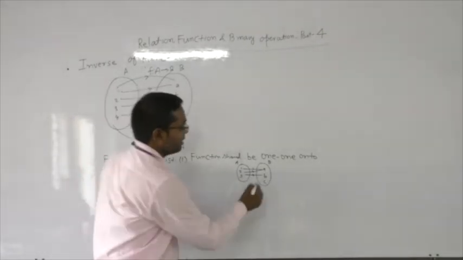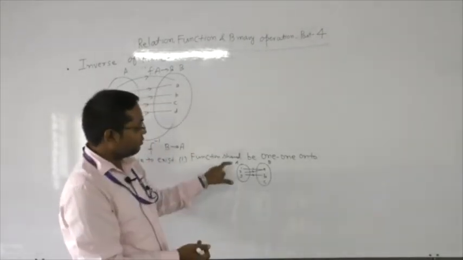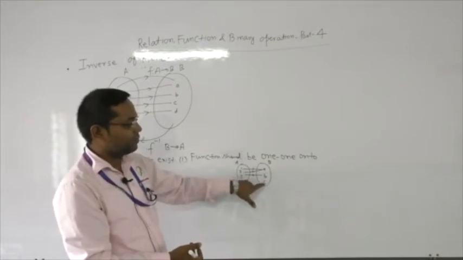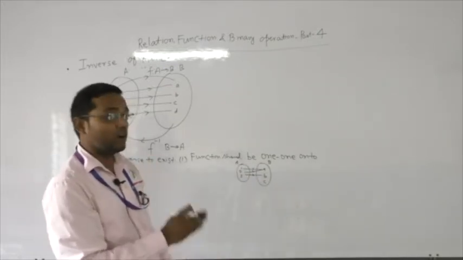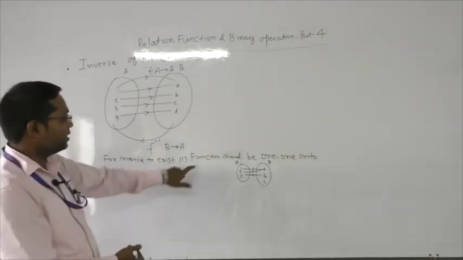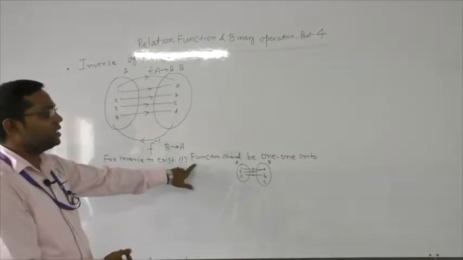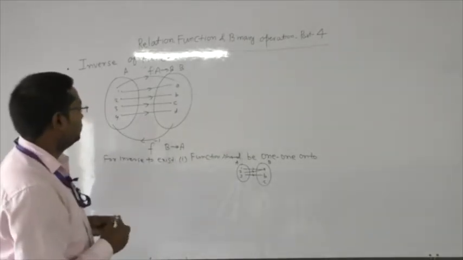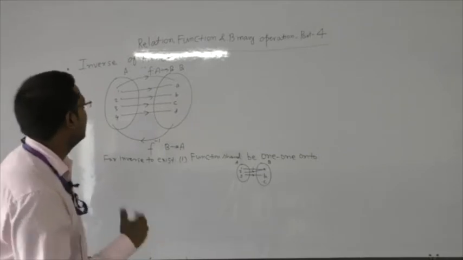Suppose we are having some element remaining here, then from A to B, no problem, but while coming from B to A, this element will be unused. Hence the function should be one-one onto for inverse to be defined. That is the main condition for inverse to exist. That is the thing. Now see how to find the inverse of a function.